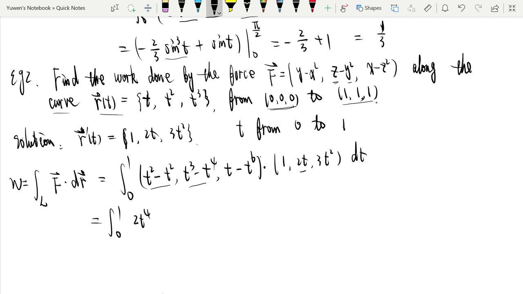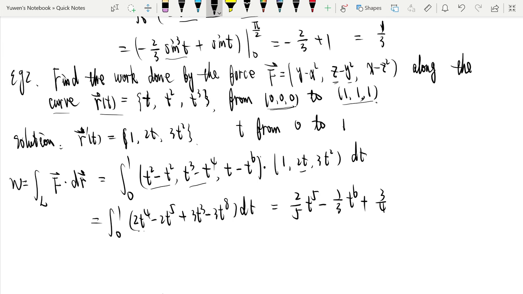So first, 2t times this gives 2t to the fourth minus 2t to the fifth, plus 3t cubed minus 3t to the eighth, and dt. As an antiderivative, that's 2 over 5 t to the fifth minus 1 over 3 t to the sixth plus 3 over 4 t to the fourth minus 1 third t to the ninth, from 0 to 1. When t equals 0, it is 0; when t equals 1, that's 2 over 5 minus 1 third plus 3 over 4 minus 1 third.